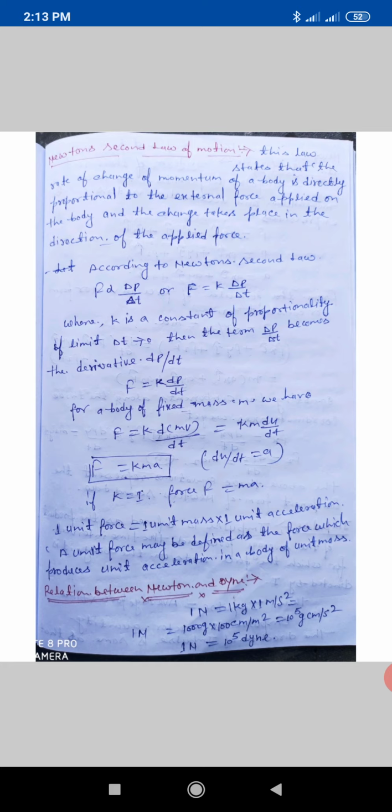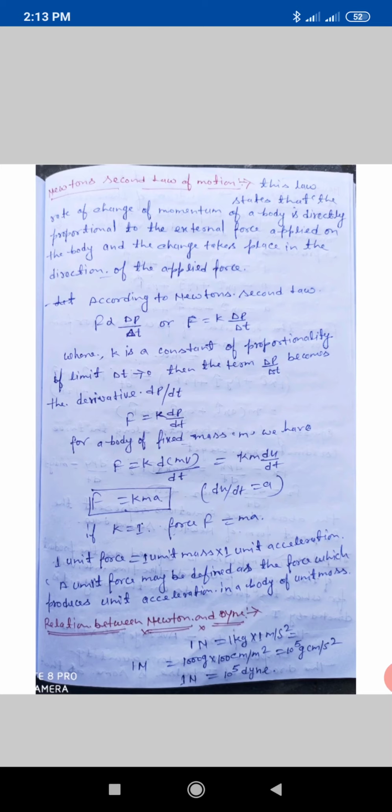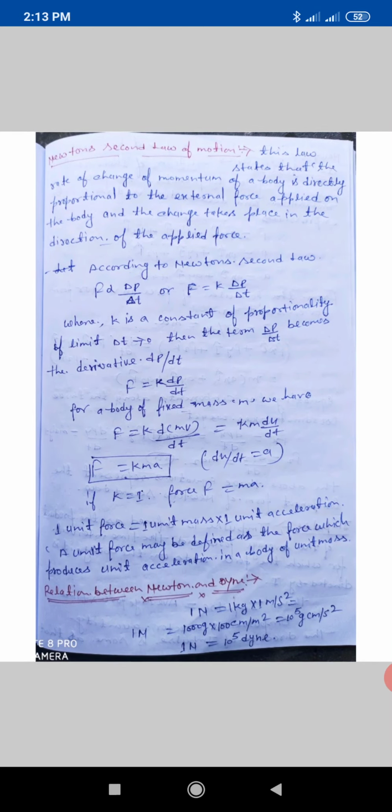Then we shall remove the sign of proportionality: F equals K dP upon dt, where K is a constant of proportionality. If delta T tends to 0, meaning the time interval is very small, then the term delta P upon delta T becomes the derivative dP upon dt. F equals K dP upon dt.